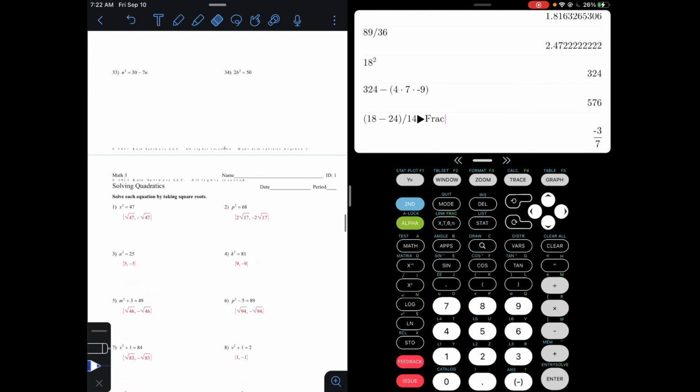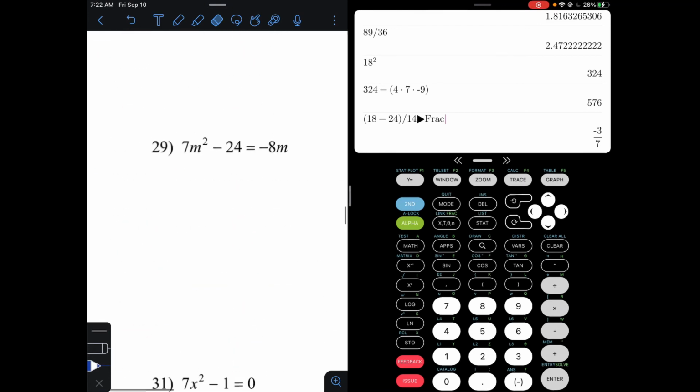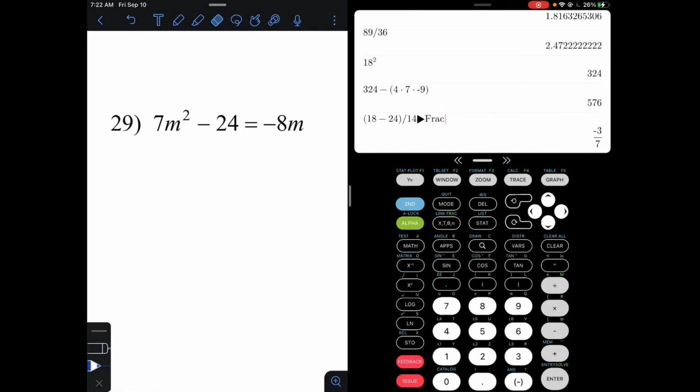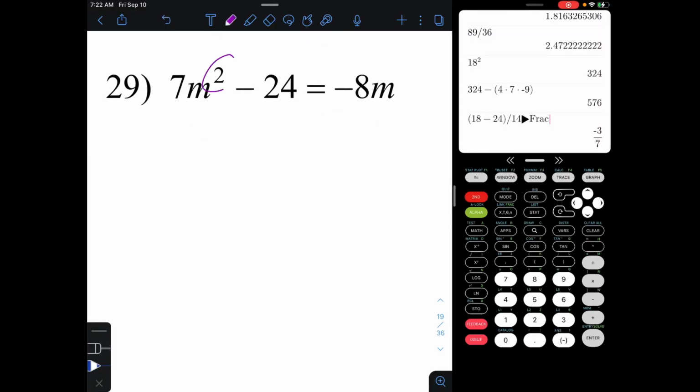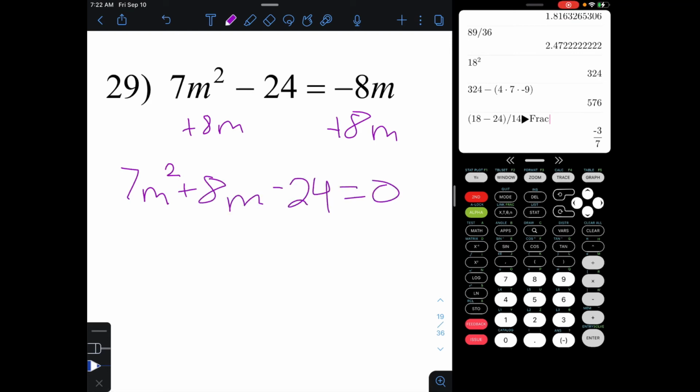Let's go and do number 29. I feel like that's a good one to do. All right, so for 29, this is one of the ones where it's telling us to use the quadratic formula. So that's what we're going to do. Again, we have a quadratic here because we have a squared term. We also have a linear term. So we want to get everything on the same side. So I'm going to add 8m to both sides, and I get 7m squared plus 8m minus 24 equals 0.